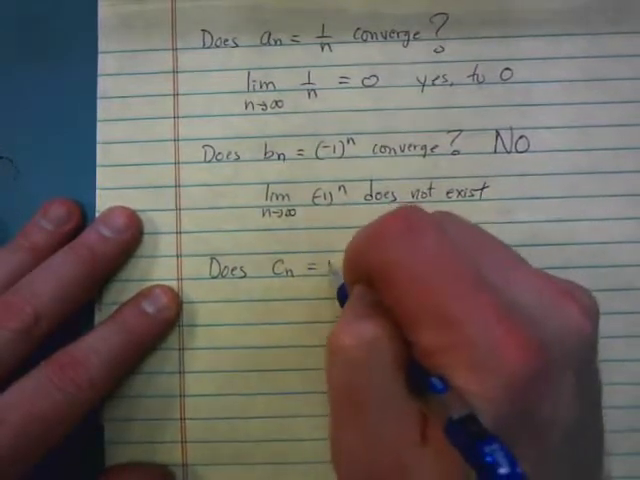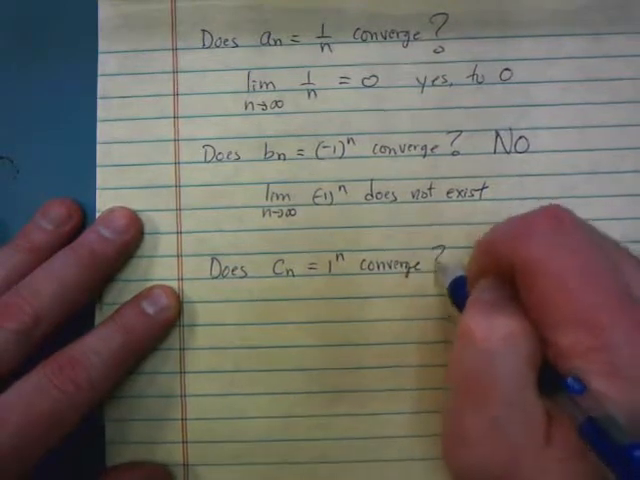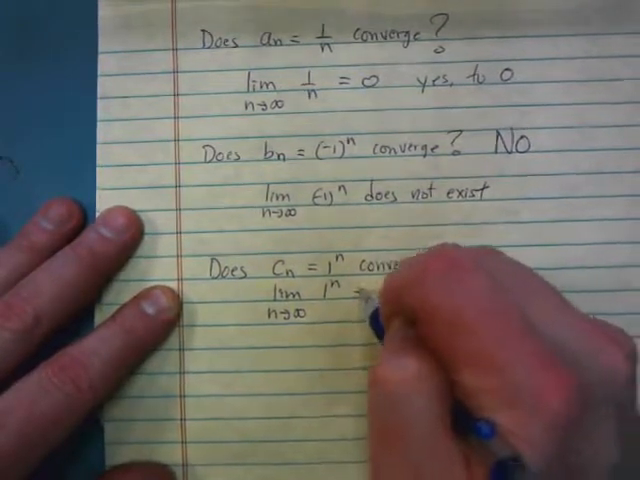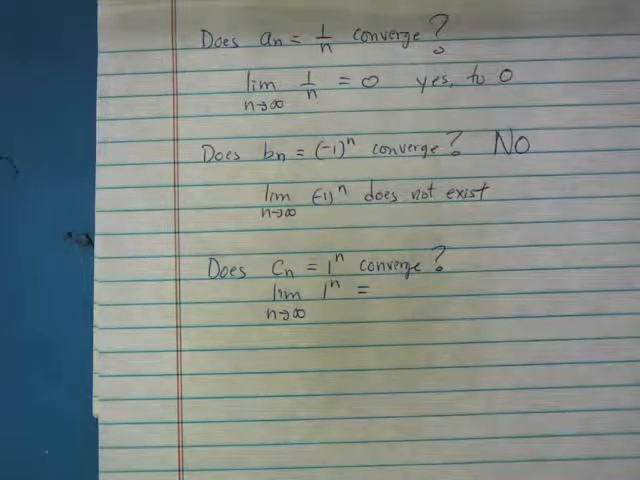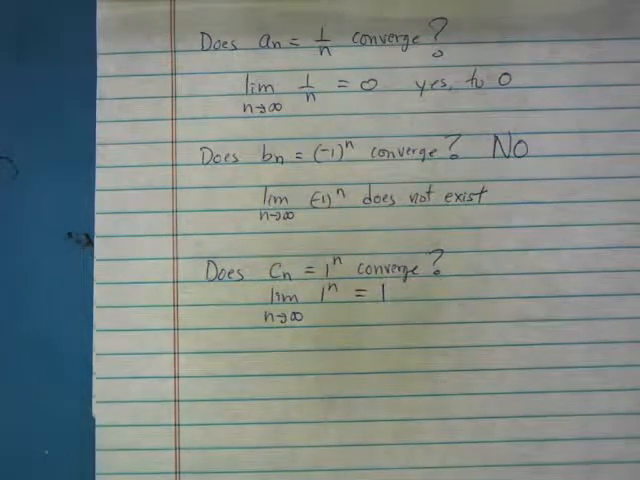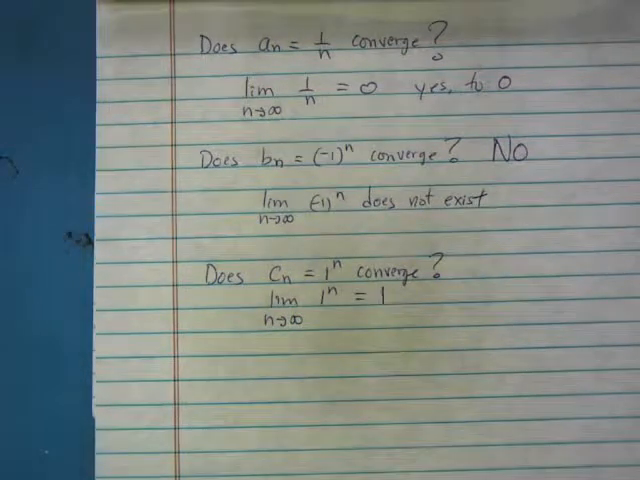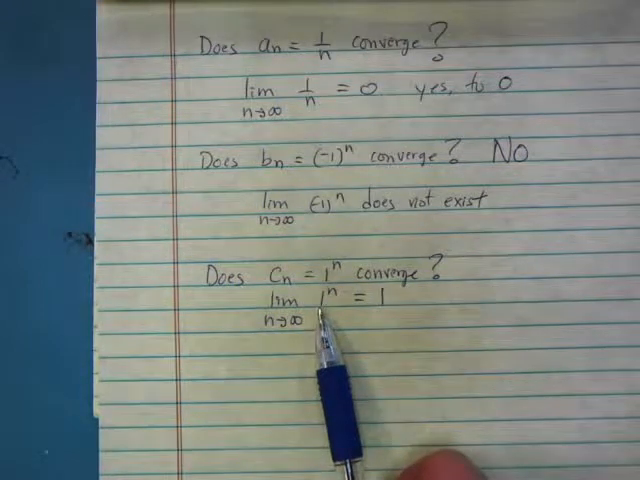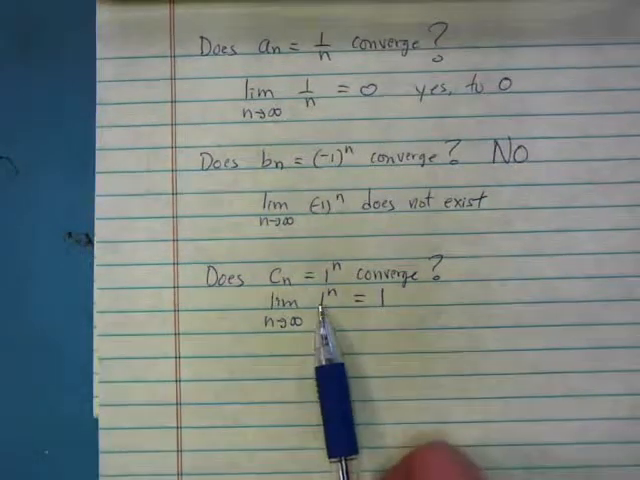Does c sub n equal 1 to the n converge? What's the limit as n goes to infinity of 1 to the n? 1? Alright, so a couple sections ago, when we were doing L'Hopital's rule, didn't we say 1 to the infinity is an indeterminate form? Yes, but what do we mean when we say that? We did not mean that this base was exactly 1. We meant this base was getting really, really close to 1. In this case, we have exactly 1.